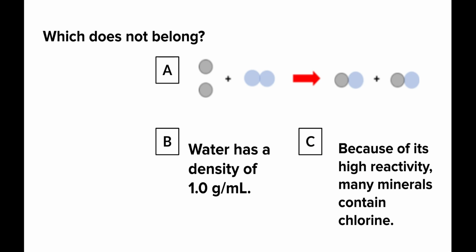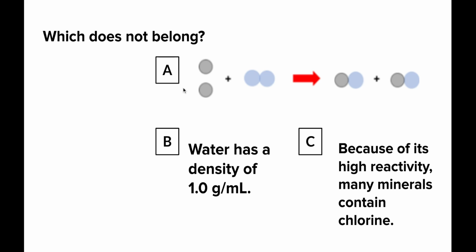All right, here we have a particle model and then two statements. Choose which one does not belong. All right, so our particle model is showing two different substances combining into one type of substance in A. B says that water has a density of 1 gram per milliliter, and C says because of its high reactivity, minerals contain chlorine.